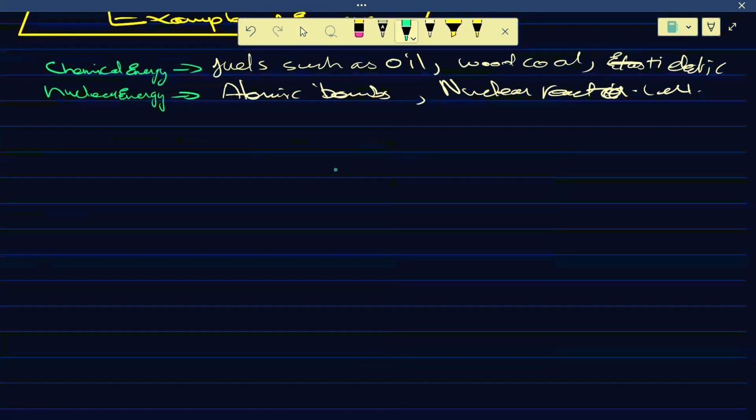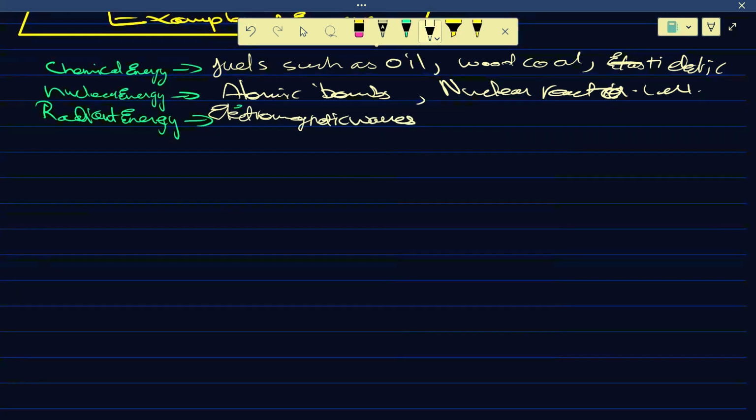Now let's do radiant energy examples. What are some examples of radiant energy? Let's take the example of electromagnetic waves. I hope you guys are noting these examples because these questions come in papers, and hence I'm writing them. IR, UV, okay, UV is also an example of it, and X-rays and gamma rays. These are some examples of radiant energy.